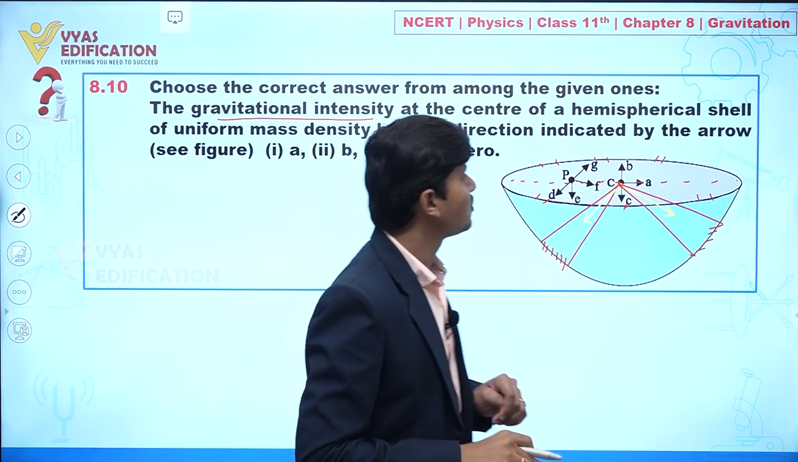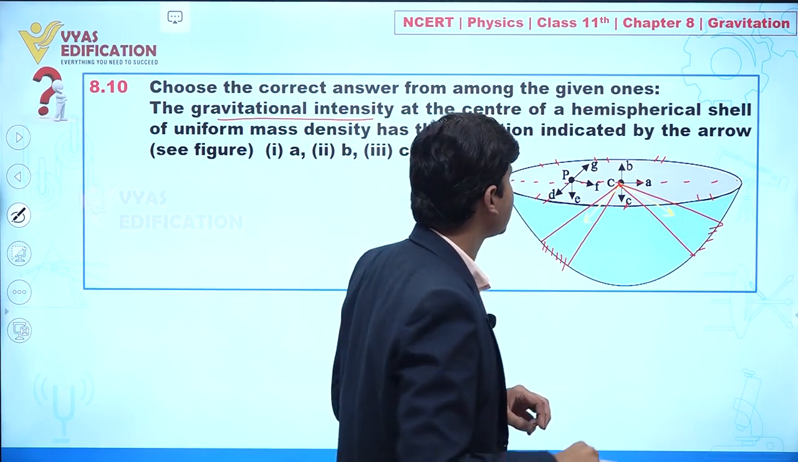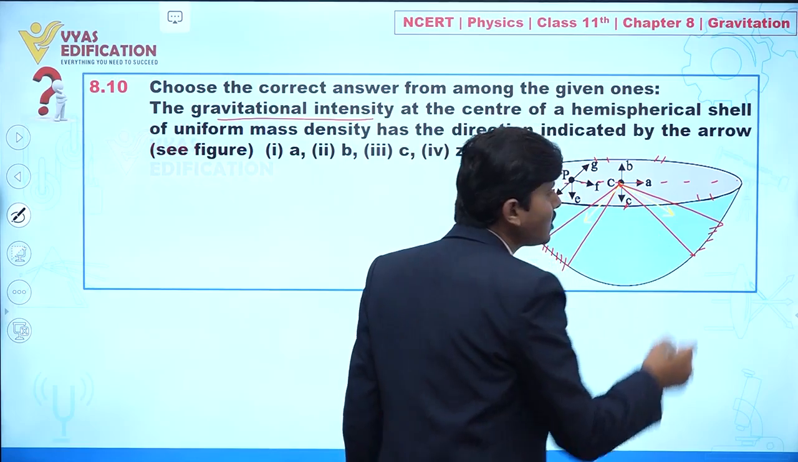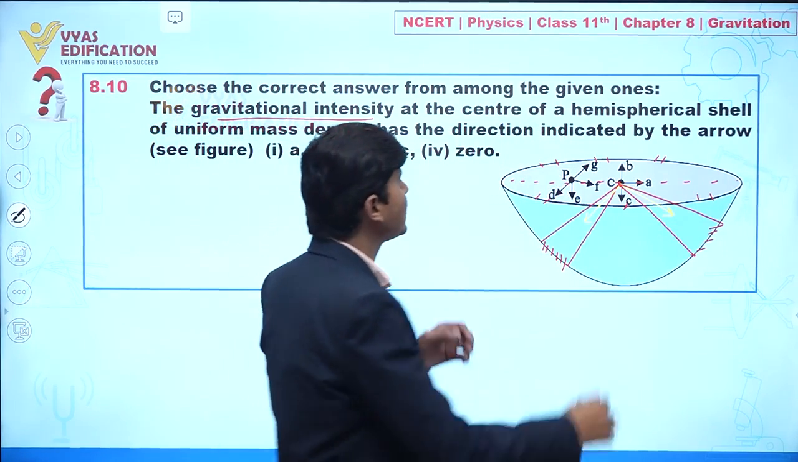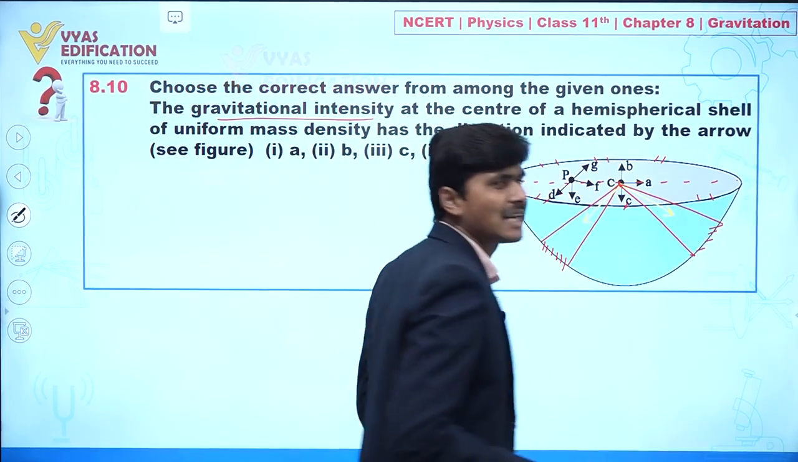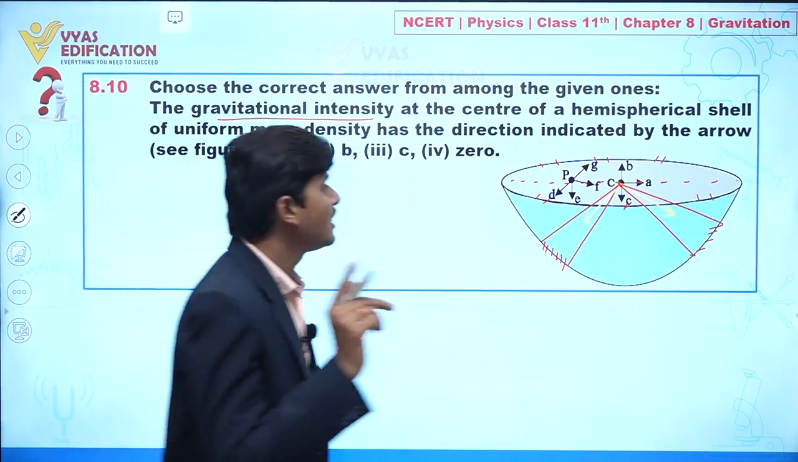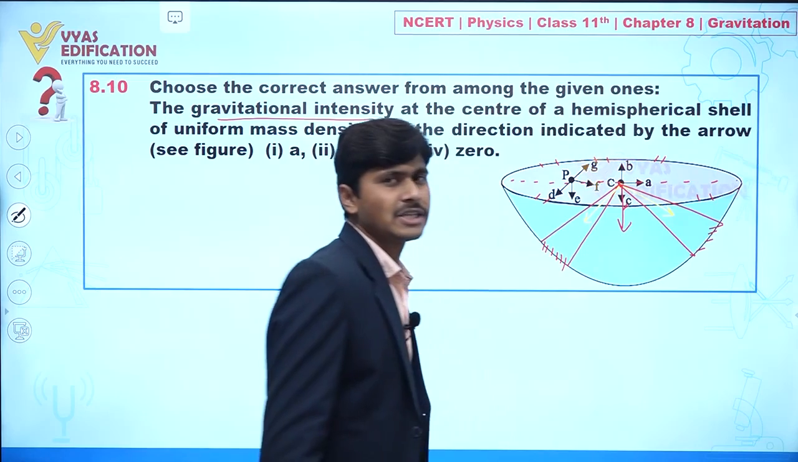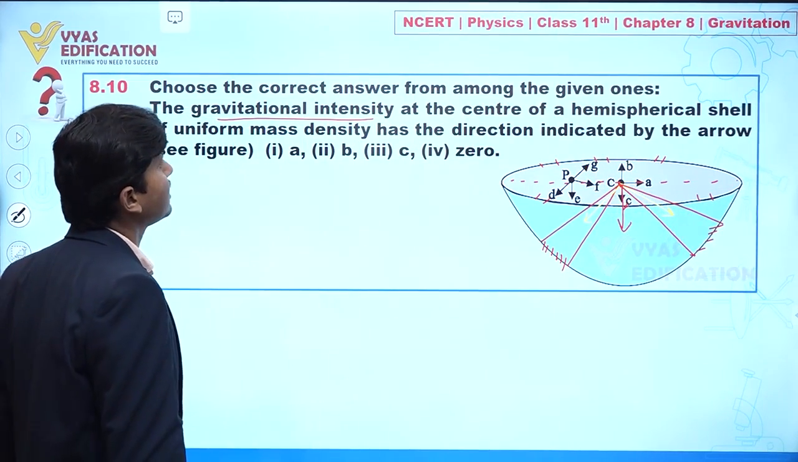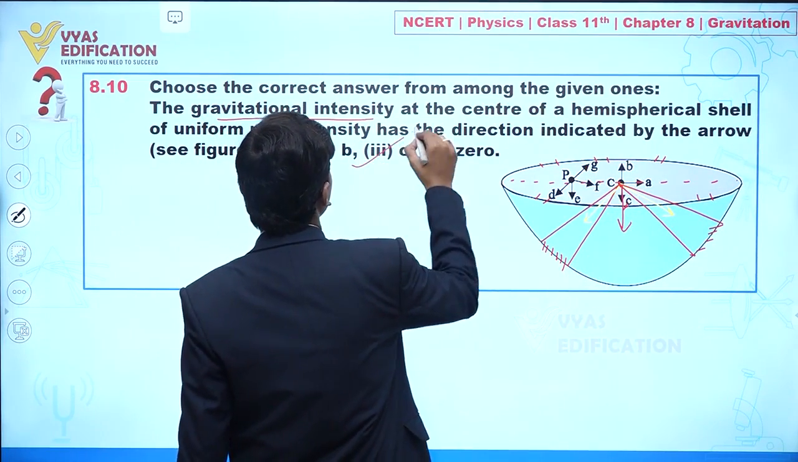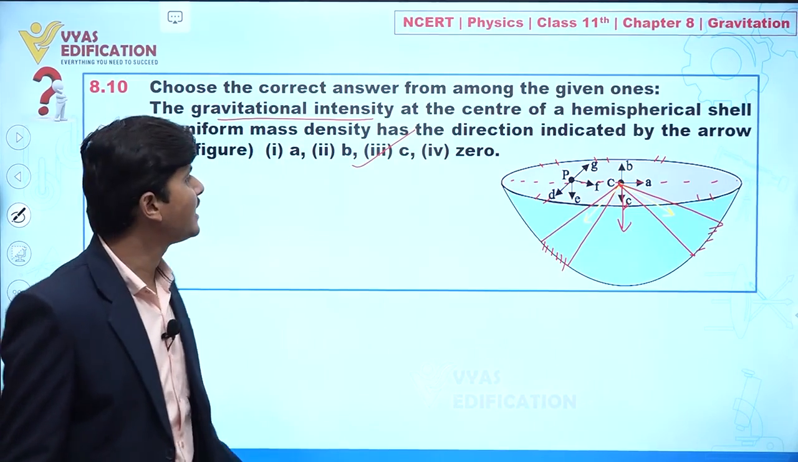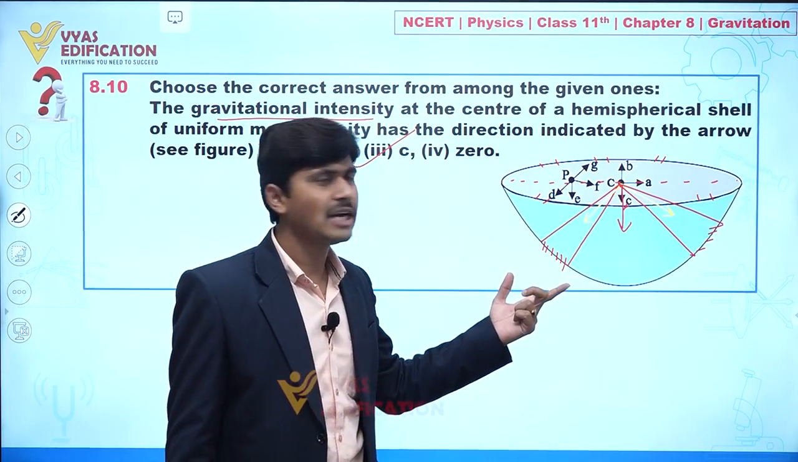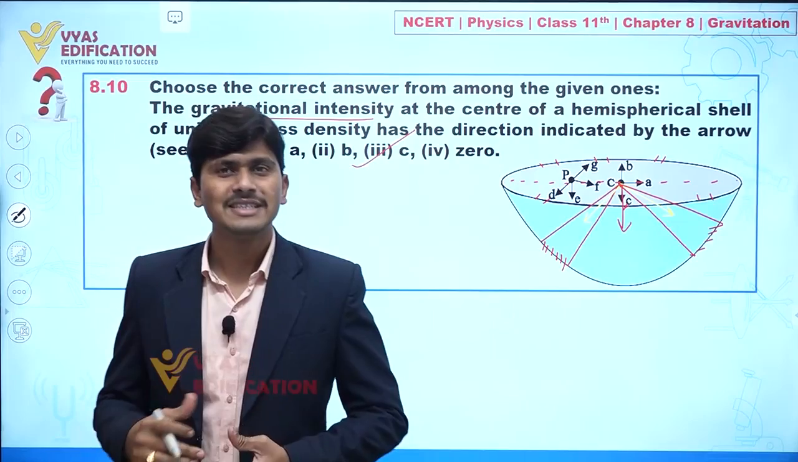Now we have only two options. Considering all the directions, the horizontal component will be cancelled out, and we will find the net resultant intensity in the downward direction. So correctly we can say that the direction of electric field intensity will be indicated by C. So this is all about this question.